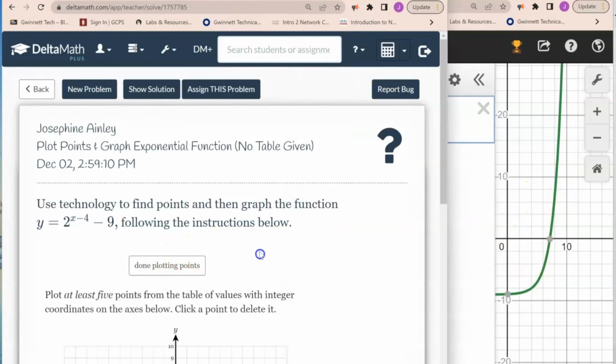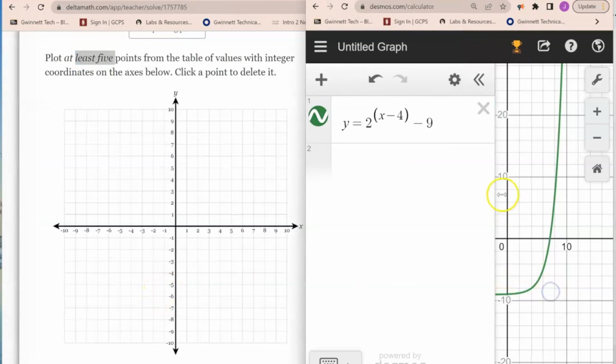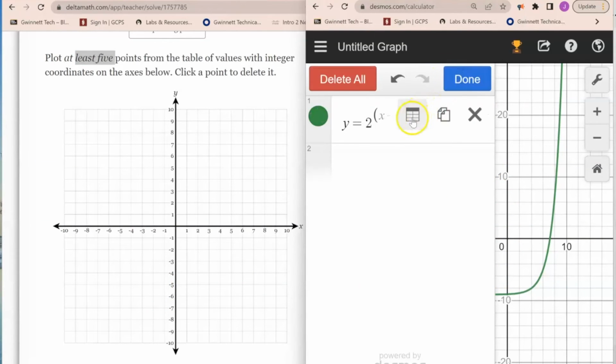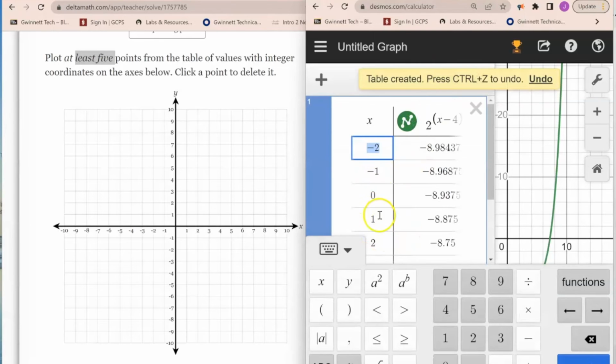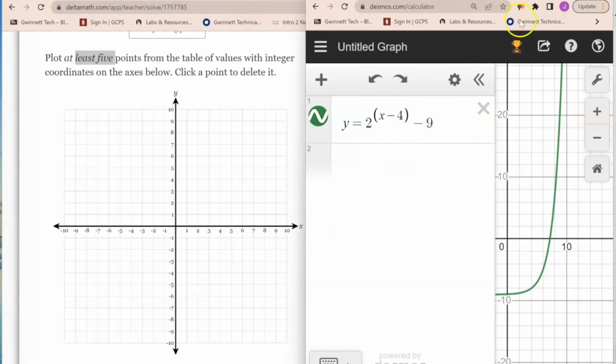Now I have to plot at least 5 of those points. So I can look at the graph. Two things you could do. You could click this right here and click table. Unfortunately, sometimes they're good points and sometimes they're not. So this is not a good point, and because it's not a good point, I'm not going to use that. I'm going to look at the graph.